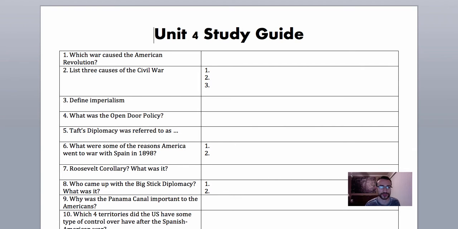Number 1, which war caused the American Revolution? That would be the French and Indian War.